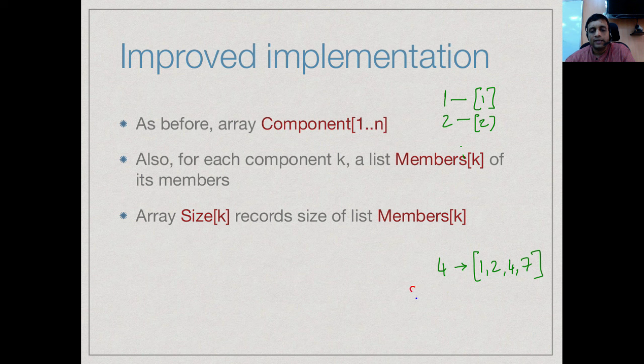So we'll say that the size of this component is also 4, where the size of this component is 1. Okay? So we have two auxiliary things. We keep for each component k the list of its members explicitly, and we also keep the size of this list. So we know exactly how big each component is at any given time.